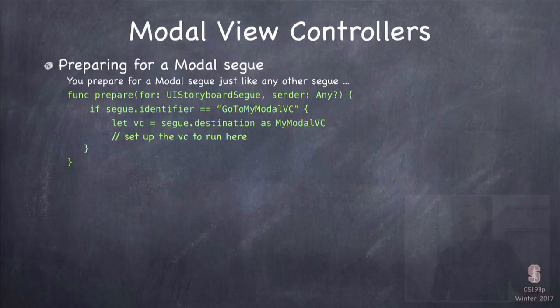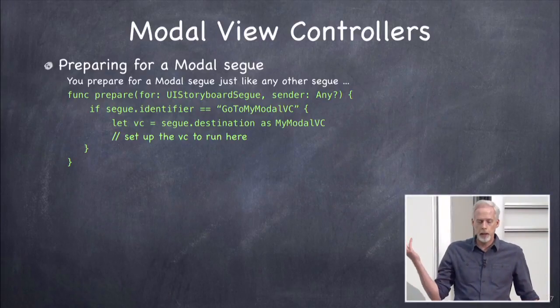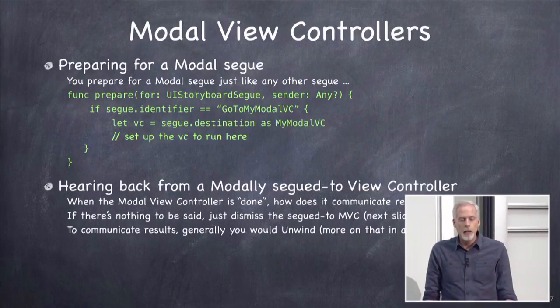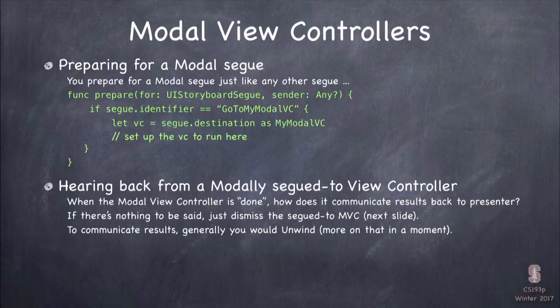Preparing for a modal segue is exactly the same as any other segue you've ever seen. You just check the identifier, see if the destination is the thing you're looking for, and then prepare it. What about hearing back from a modal MVC? So you put a modal MVC up like that contacts thing, and it collects all the information for the new contact. How do you communicate back? Here's the new contact. So there's a couple of things there. One, that new contact thing might just be creating that contact in a database, and you don't need to do anything. You just dismiss the modal view controller, and when it comes back, the other view controller is looking in the same database, and it sees it appear. It's probably using a fetch results controller or something like that, and it magically just works.